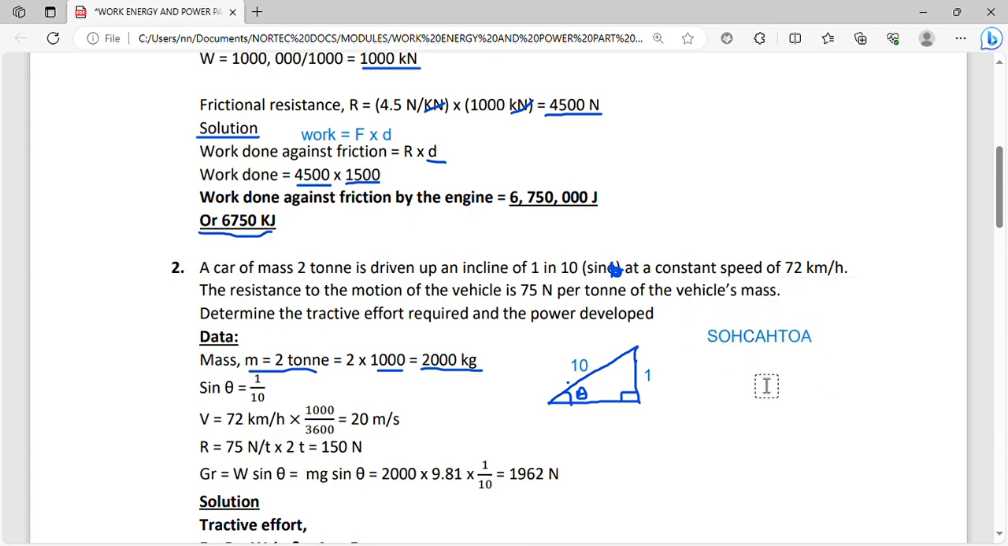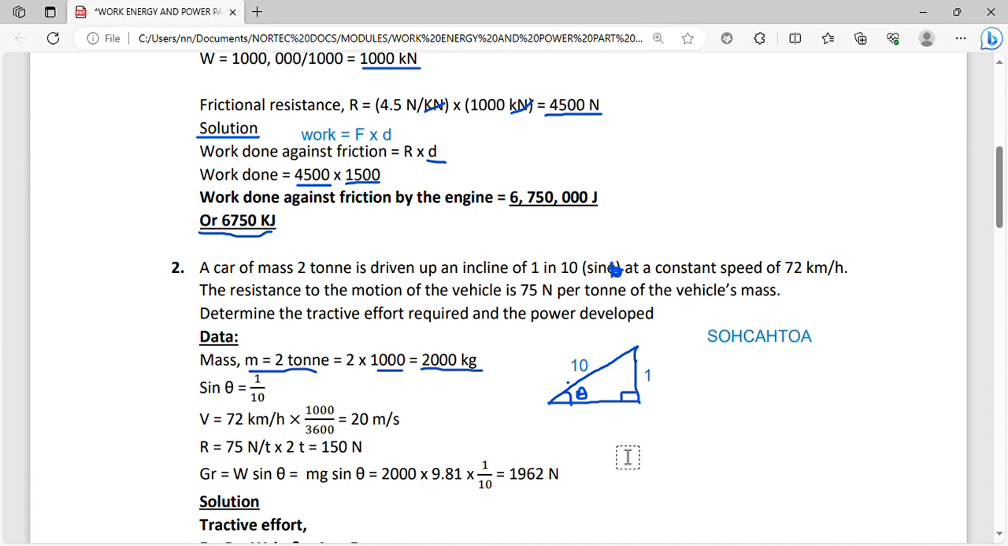Excellent. So sine is opposite over hypotenuse. In this case, the opposite is 1, and that is 10. That's why, if you look at the question, they had already given us a hint that this 1 in 10 gradient is actually sine, and we don't need to struggle with it. So we write sine theta is 1 over 10, and we just leave it there. We don't need to get the actual angle, because we are going to replace it as one complete number.